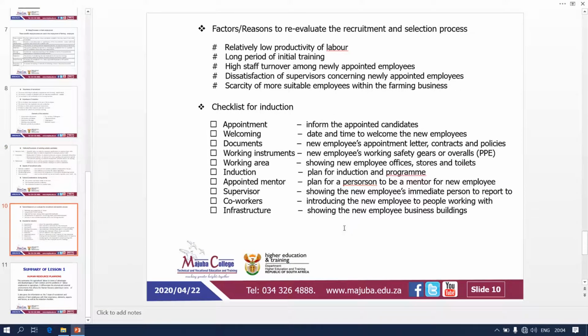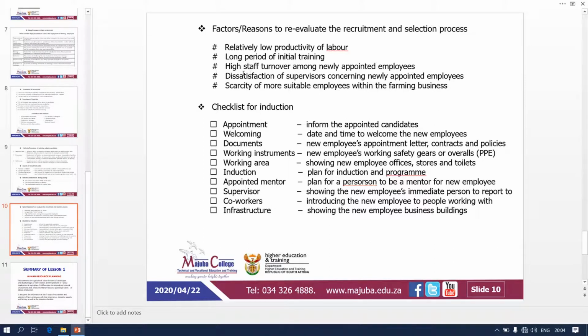Right. We're also looking at the reasons why you have to evaluate. Remember, evaluation is the last step. Why do you need to evaluate? Relatively low productivity of labor. New people are being employed, but you're getting a long period of initial training. You mustn't do this. That's going to make you reevaluate. High staff turnover amongst newly appointed employees. People are leaving the organization.